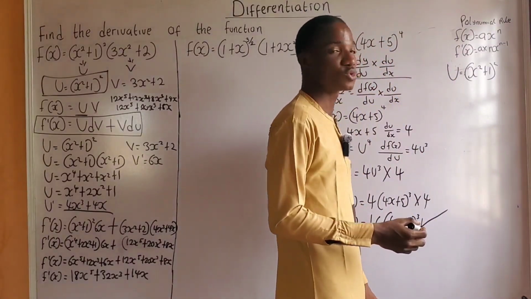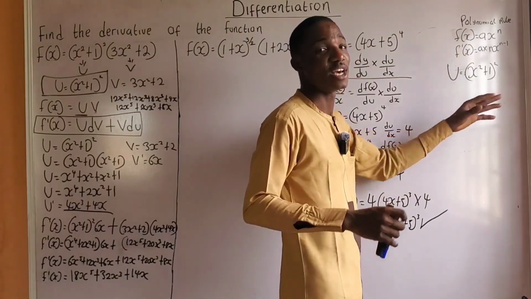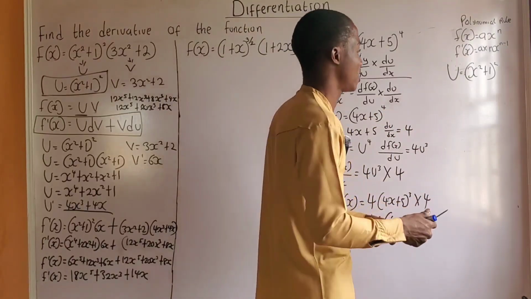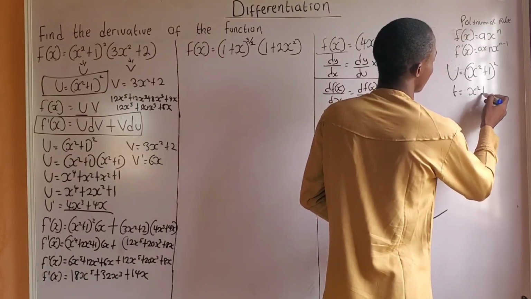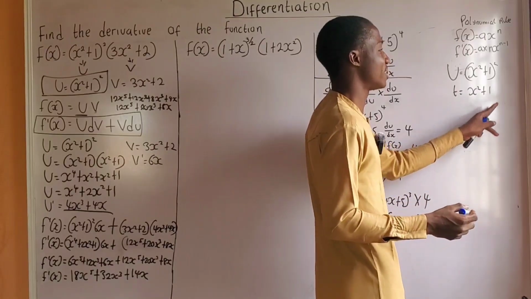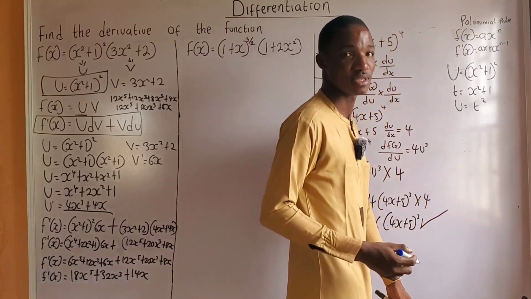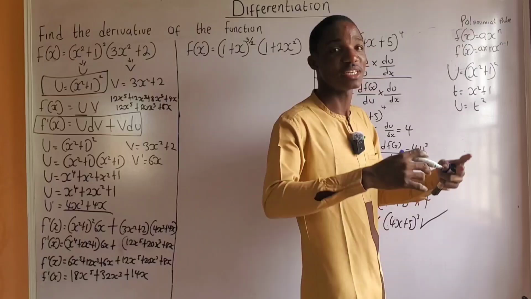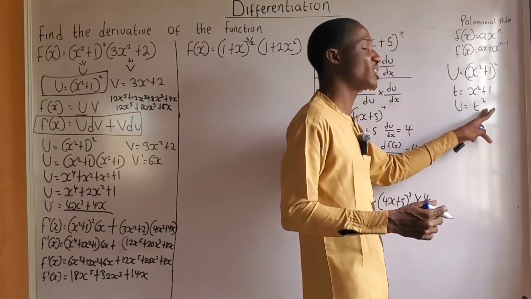According to chain rule, the first step is that you have to set the function inside the bracket equal to a letter. Are you getting it? So let us use t. Let t equal x squared plus 1. Now, if t equals x squared plus 1, that means u will be equal to t raised to the power of 2. You can say that it's simple. If u equals (x squared plus 1) raised to the power of 2, and we've already set t equal to the function x squared plus 1, then u will be equal to t raised to the power of 2, right?